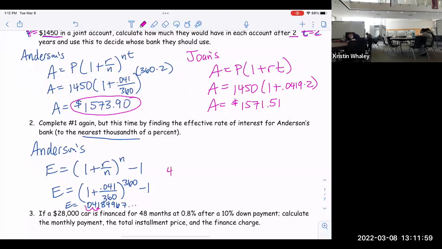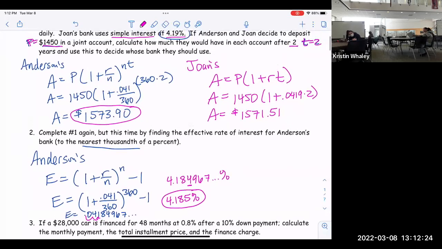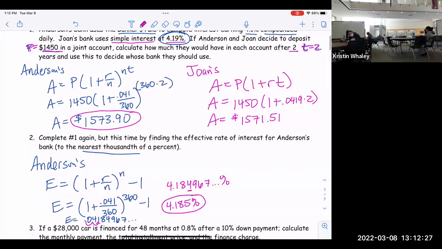So this is going to be 4.184967, keeps going percent, and then round it to the nearest thousandth. So thousandth place would be the 4, since there's a 9 behind that. This would be 4.185%. So if it was just for 1 year, we can see that Anderson's Bank would be equivalent to offering a simple interest rate of 4.185%, which again is really close to Jones Bank at 4.19%.